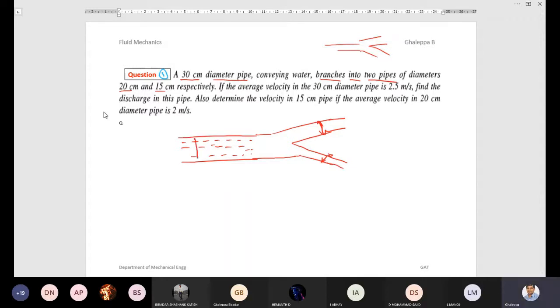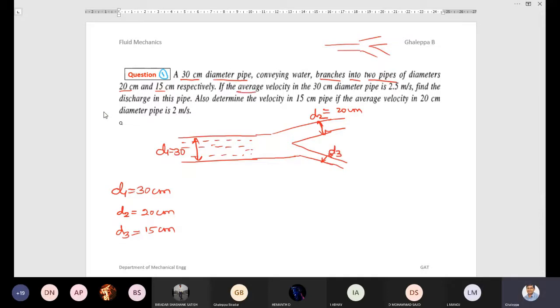So how much is the diameter of this one? It is 30. So let me take D1. D1 is equal to 30 centimeter. This I will take D2. What is the diameter of the second branch? 20 centimeter. So D2 is the diameter of the branch pipe, that is 20 centimeter. One more diameter is there, D3, that I will take 15 centimeter. This is D3.